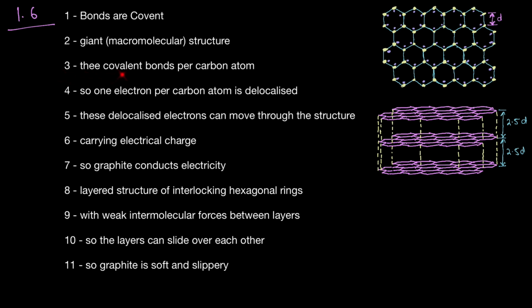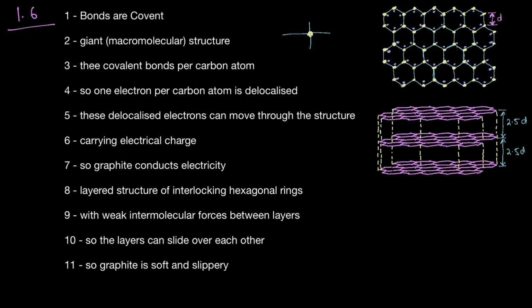3. Three covalent bonds per carbon atom. The yellow ones are carbon. So if you look at that carbon here, it's got 3 covalent bonds. So for every carbon, it has 3 covalent bonds. 1, 2, 3. The green lines are covalent bonds. 4. So 1 electron per carbon atom is delocalized. Well, carbon is meant to have 4 bonds. So if you're drawing a carbon atom, you'll be drawing 4 bonds, and that's normal carbon because carbon is in group 4.